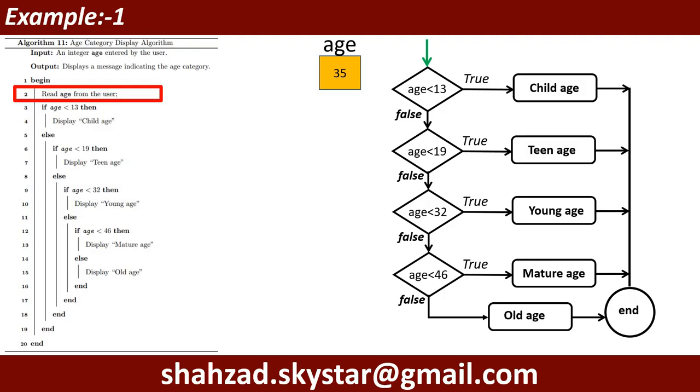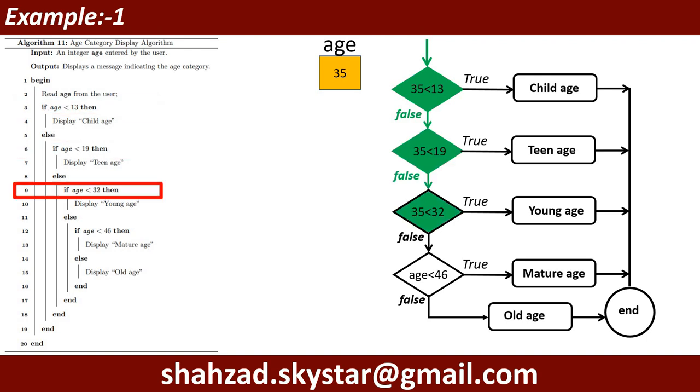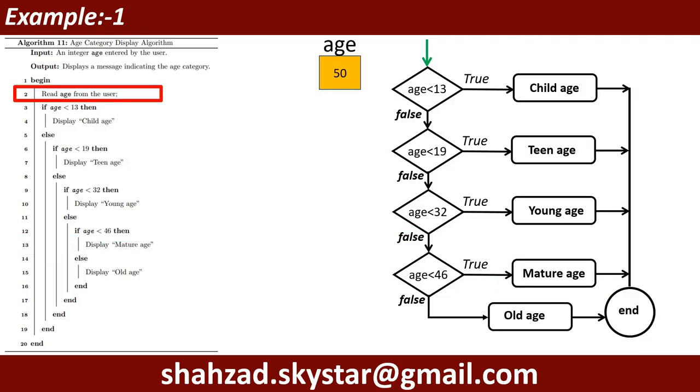Next, let's consider another example with age 35. It will check 35 is less than 13, false. 35 is less than 19, false. 35 is less than 32, again the condition will be false, and then it will move to 35 is less than 46, this will be true, and it will show mature age, and then control will move to the end statement.